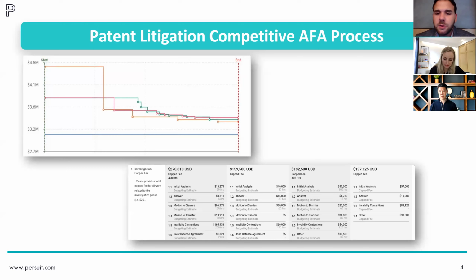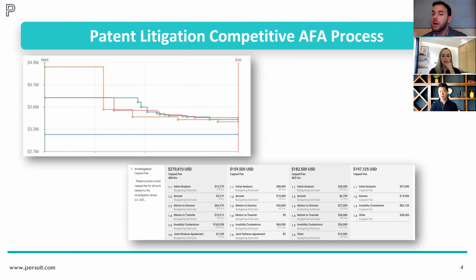And as Jerry alluded to, you're going to have a menu of prices at the activity level. So even if the case settles or is dismissed early, you're not on the hook to pay the total fixed fee amount. You would only pay for the activities actually performed at the activity level price. And you can see at the bottom here an example of 4 capped fee proposals for one phase within the matter, the investigation phase.